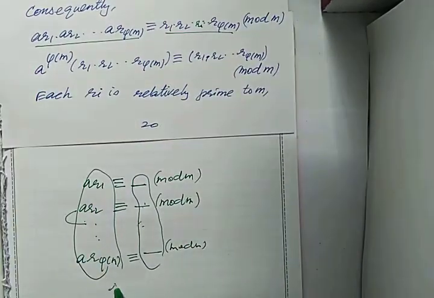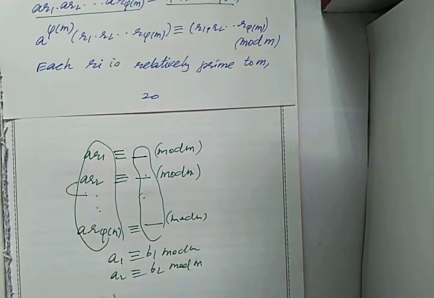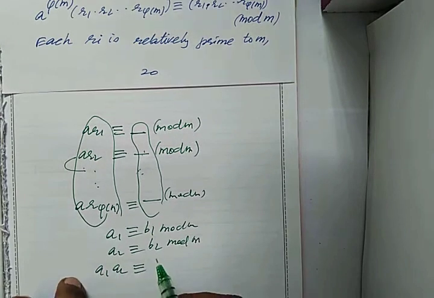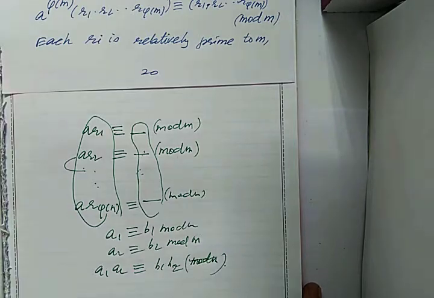Actually, it's a theorem. See, a1 is congruent to b1 mod m, and if a2 is congruent to b2 mod m, then what can we write? a1 a2 is congruent to b1 b2 mod m, right? Okay.